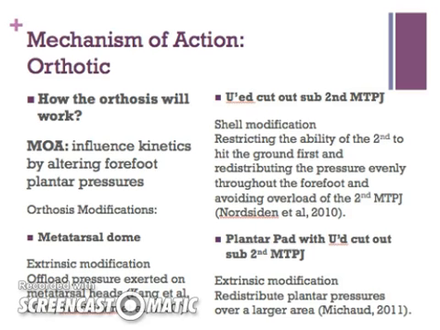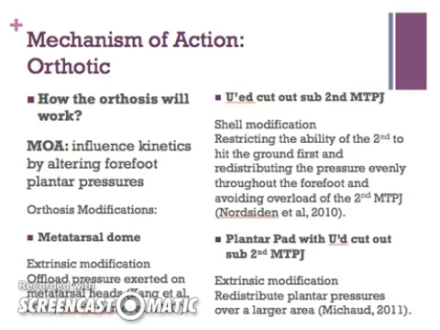The second is a U'd cutout sub the second MTPJ. This modification will be made on the shell of the orthosis by footwork. With the decreased range of motion of 45 degrees dorsiflexion at the first MTPJ, it is possible Peg has a dysfunctional first ray and will contribute to the overloading of the second to fifth MTPJs. Restricting the ability of the second to hit the ground first during walking and redistributing the pressure evenly throughout the forefoot to avoid overloading during gait should provide relief for Peg.